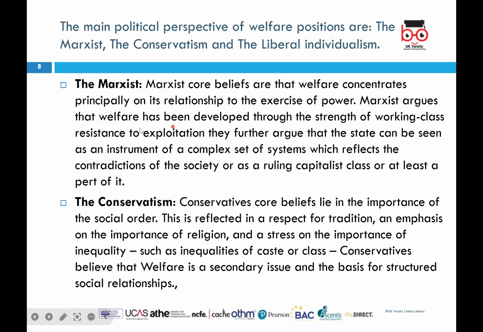Then conservatism. Conservatives' core beliefs lie in the importance of social order. So they focus more on respect for tradition, and there's a lot of focus on religion. This is based on class or on caste. So conservatives believe that welfare is a secondary issue and the basis for structured social relationships.